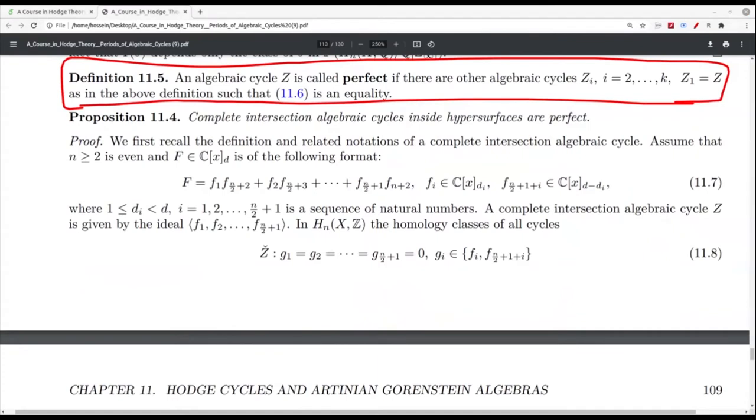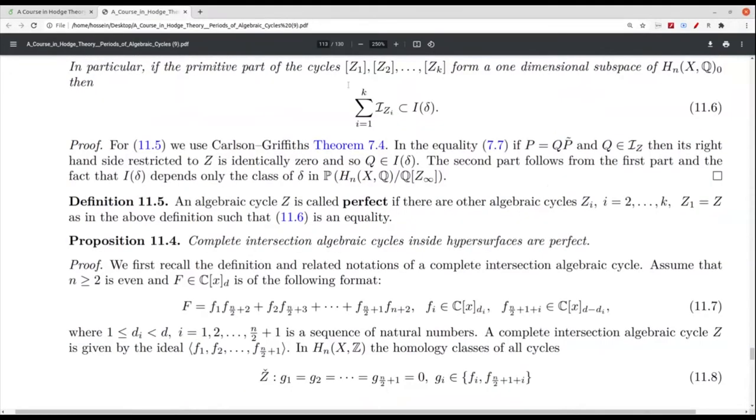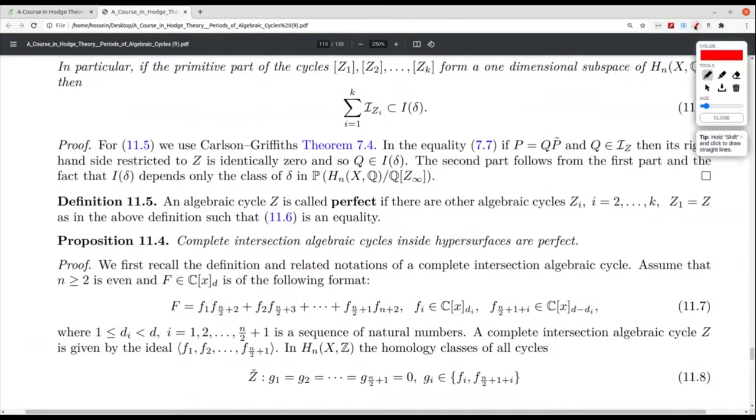So the previous proposition leads us to this definition. An algebraic cycle is called perfect if there are other algebraic cycles, let's say one of them Z itself, such that this equality happens, and the sum of the ideals of the IZ's becomes equal to I delta.